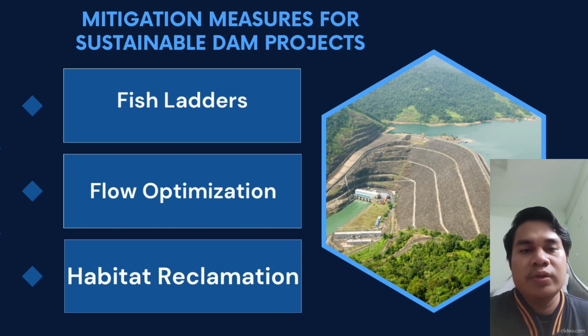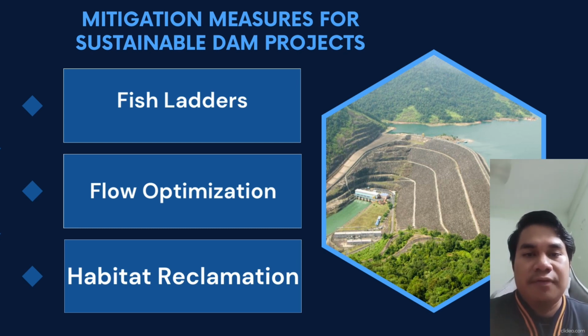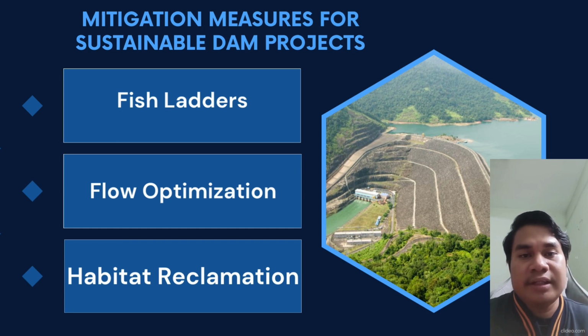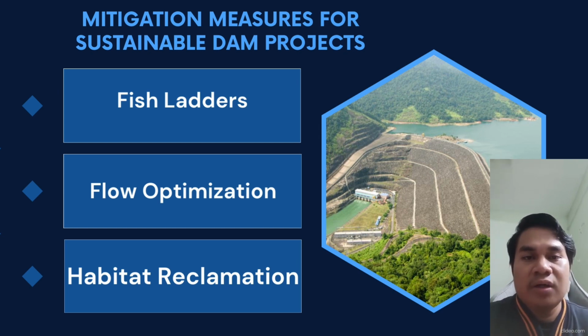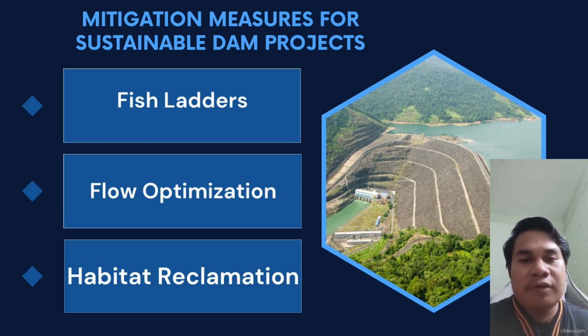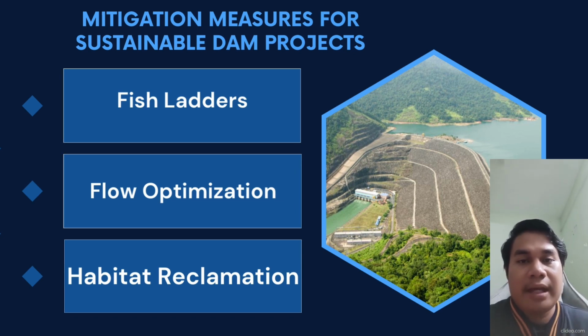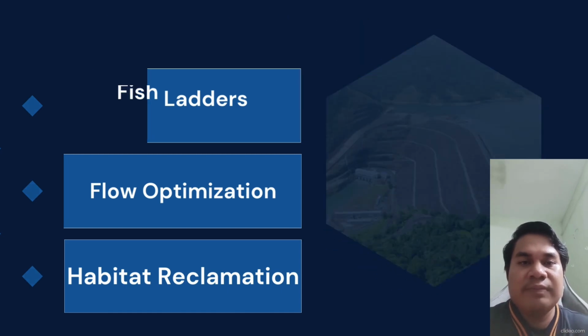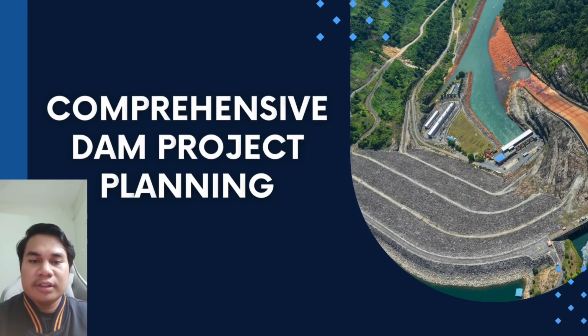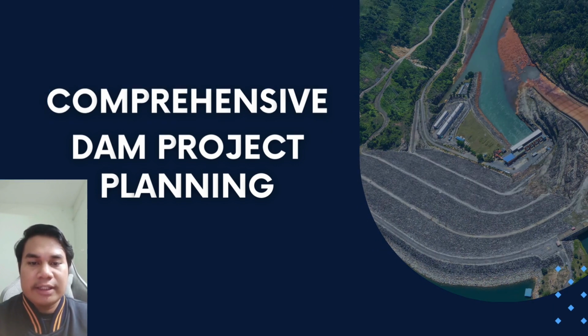However, it is important to note that they are not always effective. For example, fish ladders can be bypassed by some fish species, and flow optimization may not be possible in all cases. Additionally, habitat reclamation can be a long-term process that may not be fully successful. Overall, the goal of mitigation measures is to reduce the negative impacts of the dam on environment. However, it is important to remember that the dam still has a significant impact, even with mitigation measures in place. So we go to the next point, comprehensive dam project planning.